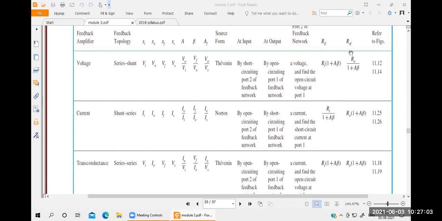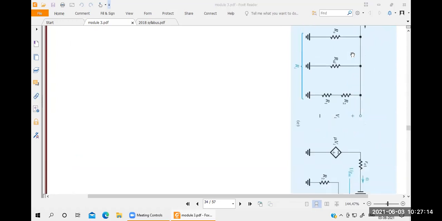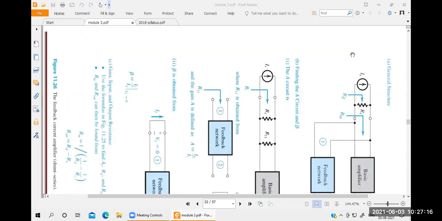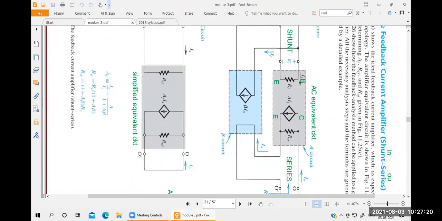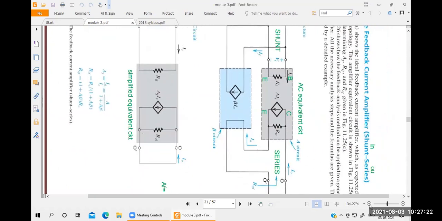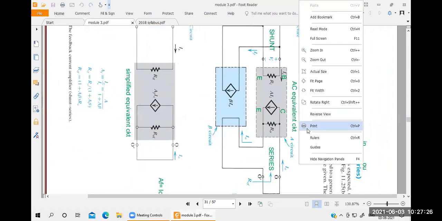Then you go for the analysis. Because otherwise you'll get confused by seeing the circuit, since you'll get a large number of equivalent circuits here. In total, how many equivalent circuits are there? Total 12 equivalent circuits are there. That's why we have to make some good practice here.